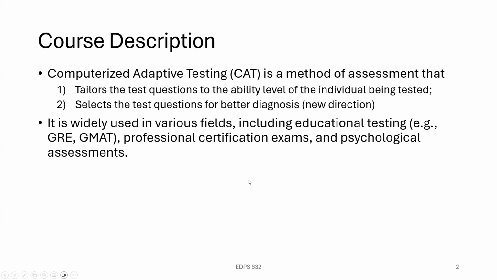Computerized adaptive testing is very popular. Everybody here may have already taken computerized adaptive testing, such as the GRE, GMAT, many professional certification exams, and also many psychological assessments. People have already developed algorithms for doing this assessment. Give students one question, wait for students to answer. Then according to the students' answer, we select the next question.